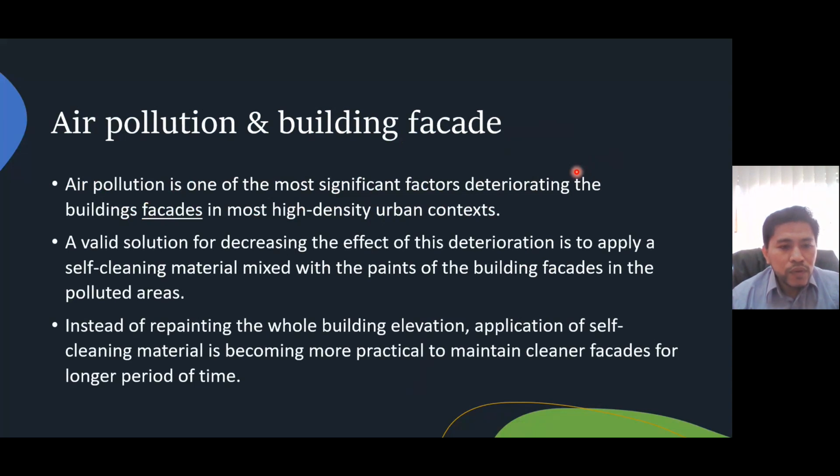So air pollution is one of the most significant factors deteriorating building facades in most high density urban contexts, and a valid solution for decreasing the effect of deterioration is to simply apply a self-cleaning material mixed with the paint of the building facade in the polluted areas. Instead of repainting the whole building elevation, we can apply a self-cleaning material because it is more practical for maintaining a clean facade for a longer period of time.